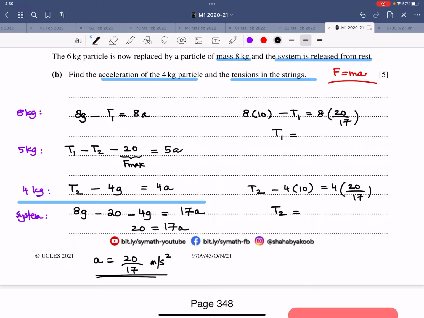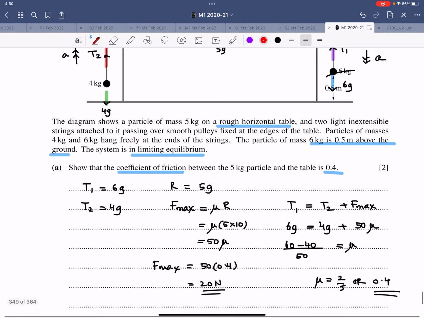Let me use a calculator. So T1 comes out to be 70.6 Newton. T2 comes out to be 44.7 Newton. So these are the two answers that you get. This is T1, this is T2, this is acceleration. So far so good. So 2 marks and 5 marks.